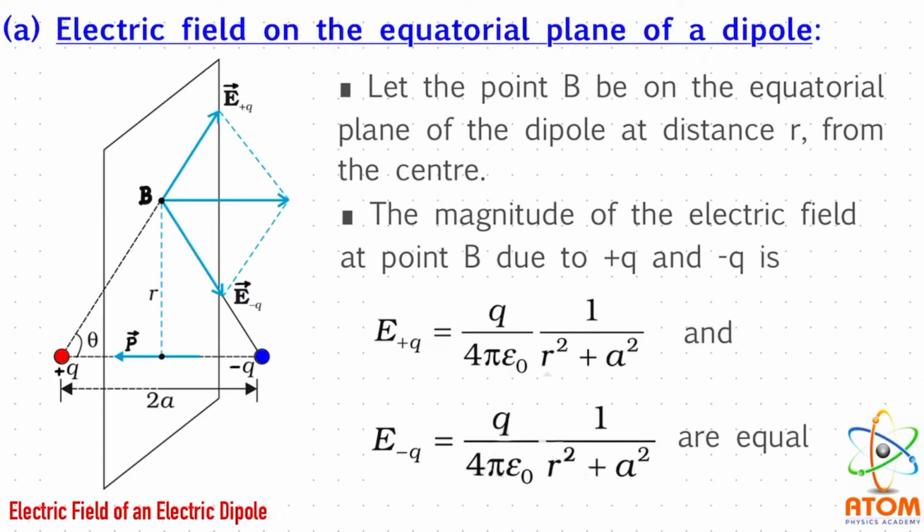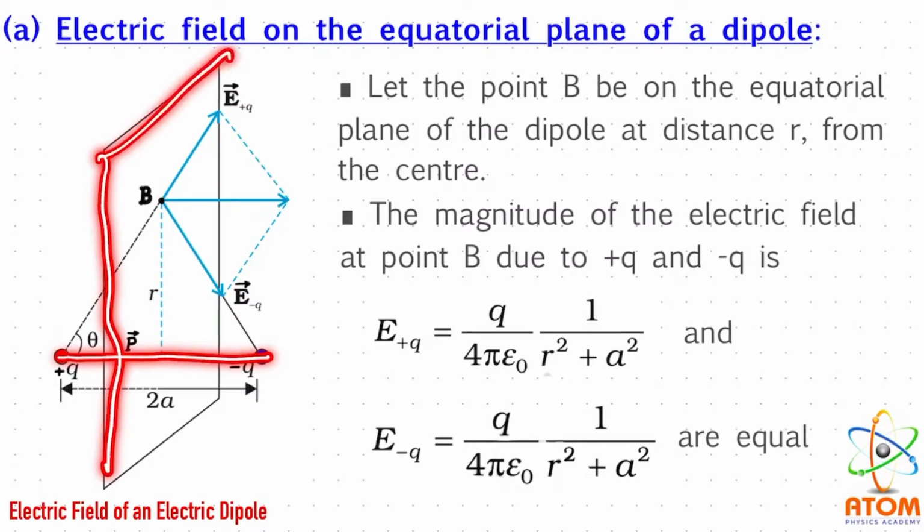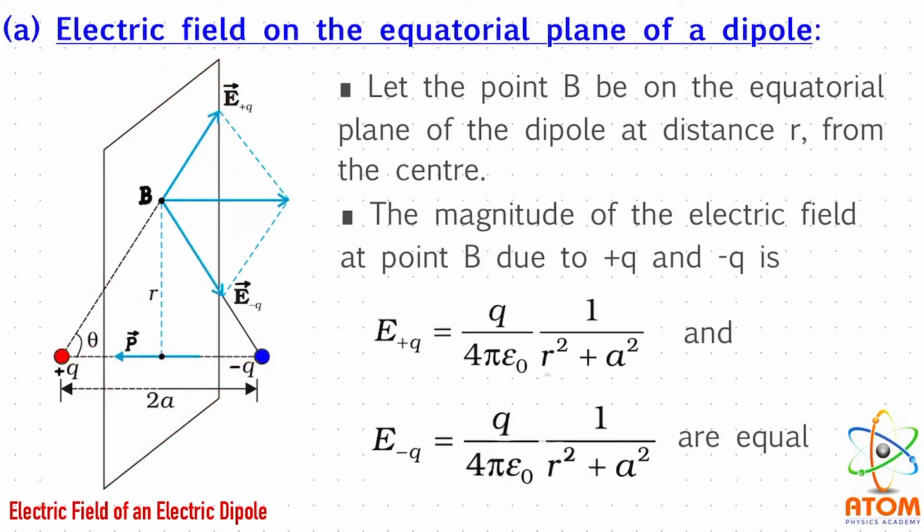Now let us find the electric field on the equatorial plane. You can see here is the dipole and here is the equatorial plane of the dipole, which is perpendicular to the dipole and passing through the center. We will choose a point B on the equatorial plane at a distance r from the center. Here is the distance r from the center to point B.